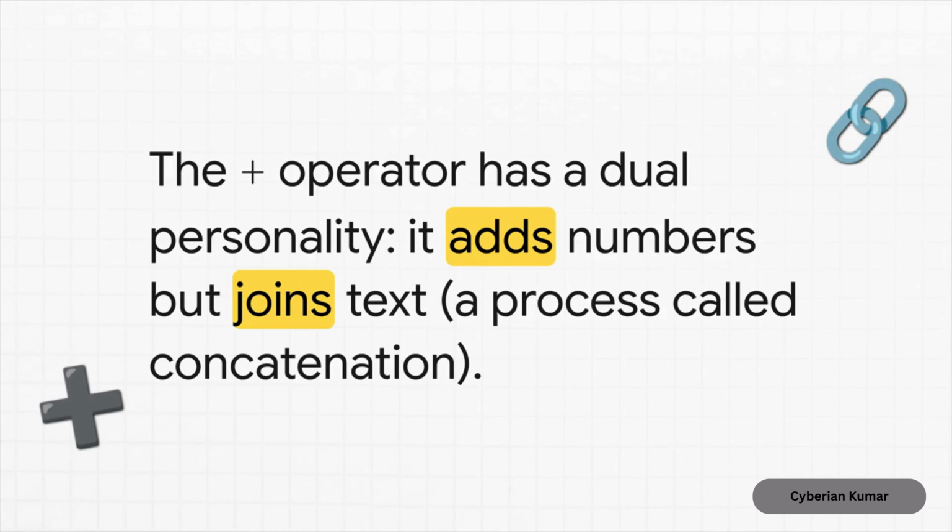Now here's a fun little quirk. The plus operator kinda has a split personality. When you use it with numbers, yeah, it adds them. But when you use it with text, or as programmers call them, strings, it actually joins them together end to end. It's a great example of how a single operator can pull double duty depending on the situation.